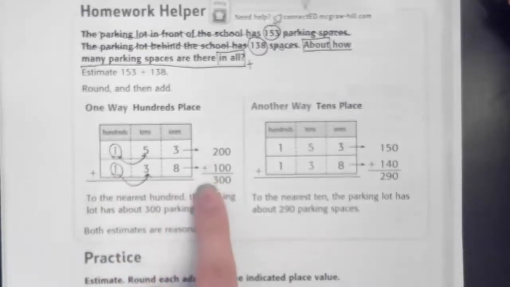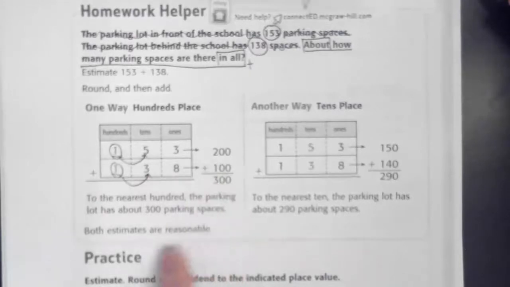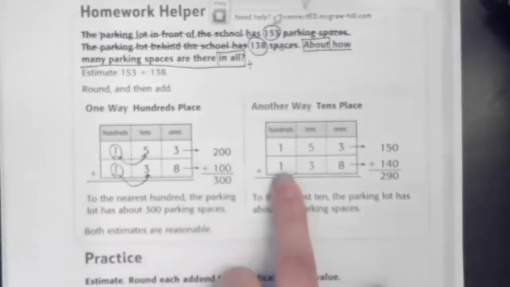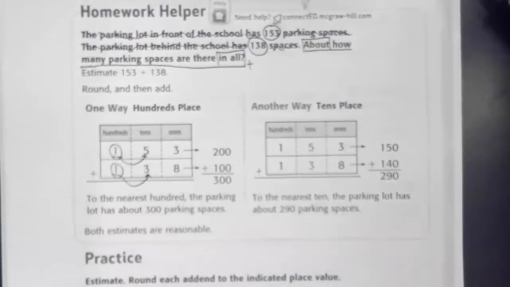So 200 plus 100 is 300. So this question rounded to the nearest 100 is 300 parking spaces. If I were to round to the tens place, which is usually the more precise or accurate way to round, you want to get as close to the actual answer as possible. That's how you're going to be using it more in the real world.